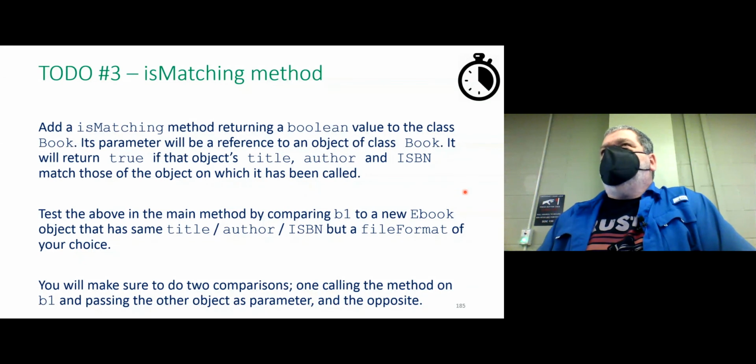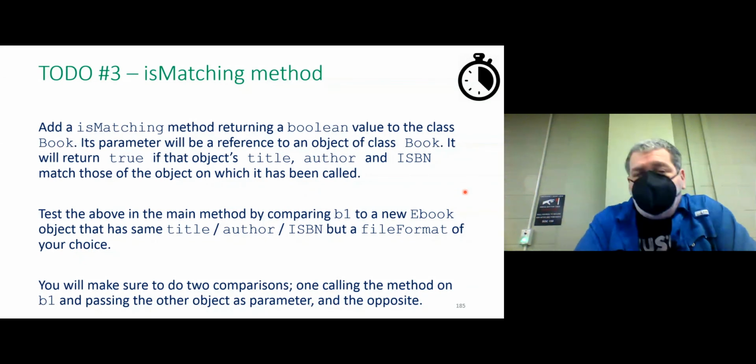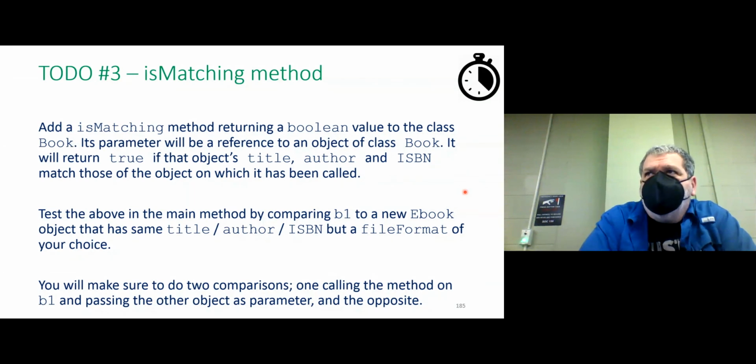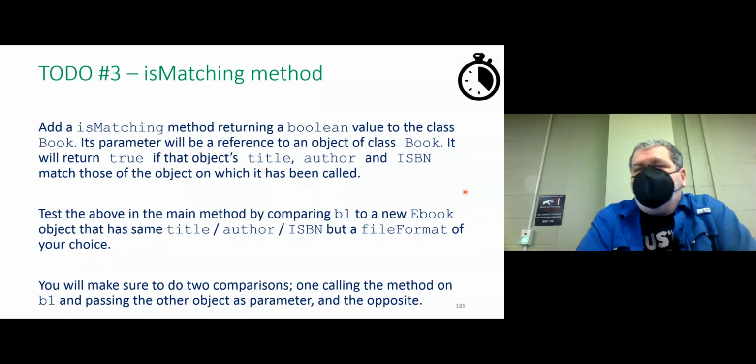All right? The key will be, we start writing it in the book class, and then we're going to test it out. Okay, we're going to make sure it's working. So to test it out, we're going to go to the main method, and I suggest you start by comparing b1 with a new ebook that you are going to create in the main.